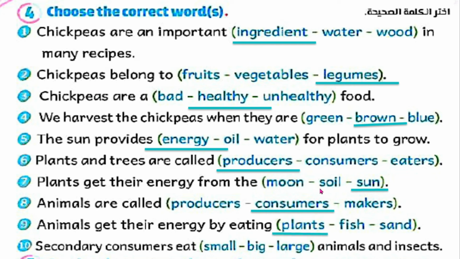Secondary consumer eat small or big or larger animals and insects. Secondary consumer eat small animals. Yes, perfect. But tertiary consumer eat big animals. Yes, perfect.